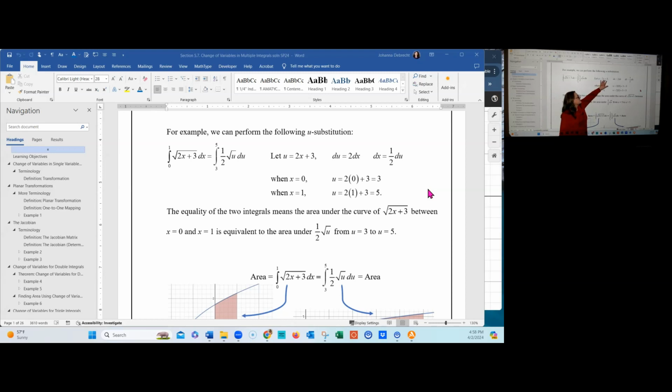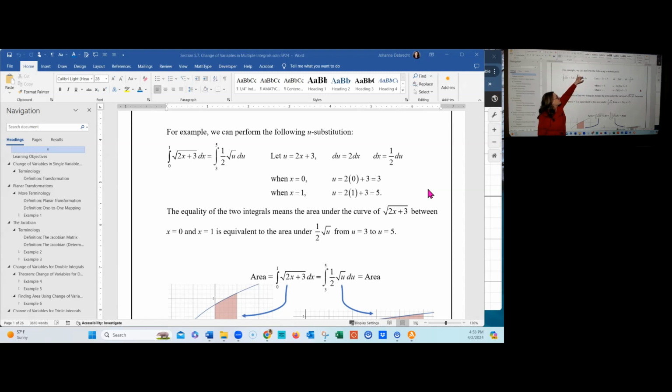Once I set my substitution to be 2x plus 3, then I compute the derivative so I can replace the original differential dx with something in terms of du. When I do that, I get that du is 2 dx, so I solve for dx to get 1/2 du. So in the original integrand, I substitute 1/2 du in place of dx. I also substitute 2x plus 3 for u, becoming what is underneath the radical.